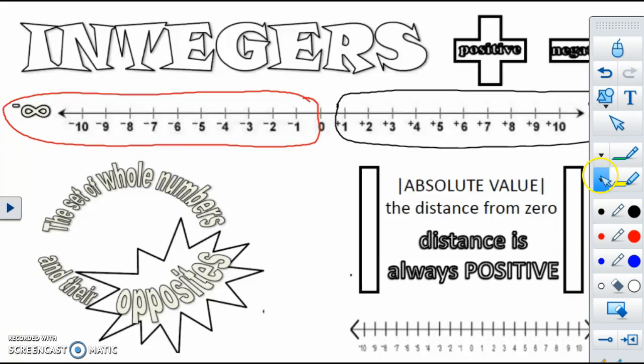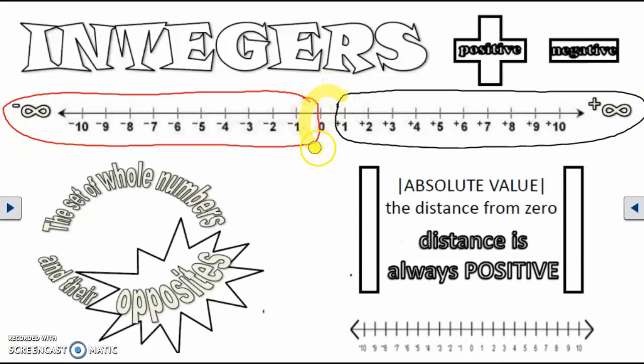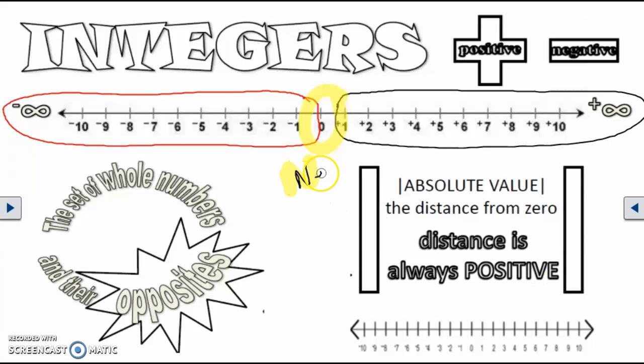What about the 0? The 0 is not negative or positive. It is neither. Oh, I should probably change that marker. It's a little too thick. So I'm going to say neither. Please write that down on your paper too so you don't forget. A 0 has no charge. It is not positive. It is not negative. It is not a charge at all.